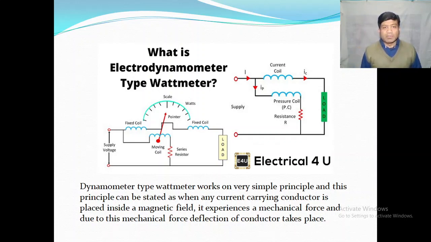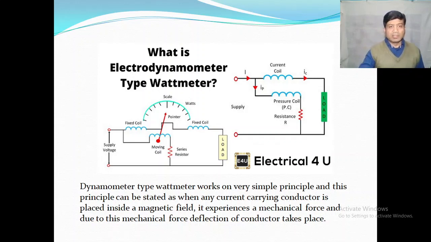So there are various kinds of wattmeters available, like induction type wattmeter and electrodynamometer type wattmeter. In today's session, we will be focusing on electrodynamometer type wattmeters. Here in the figure, we can see the schematic diagram of the wattmeter, what all components it carries, and what its basic features are.